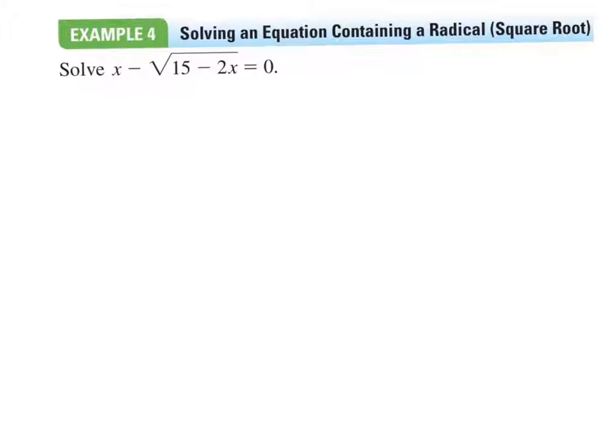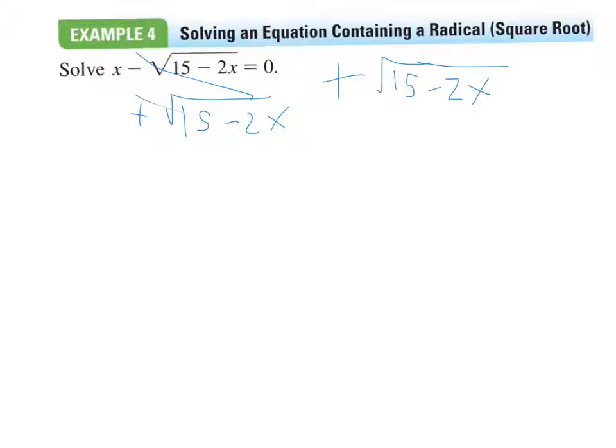Alright, the next equation we're going to go over is what we call a square root, or radical equation. So now, we're going to go over how to solve a radical equation. Solve x minus square root of 15 minus 2x equals 0. I'd recommend you start off by adding square root of 15 minus 2x on both sides. After you do that, those would cancel out. So on the left hand side you'd have x equals square root of 15 minus 2x.